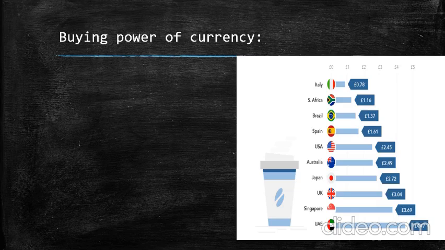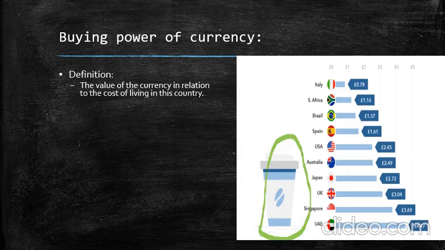So remember, we said the buying power of a currency is the value of the currency in relation to the cost of living. So if we look at something like this, a simple example of buying a cup of coffee, we will see that all of it has been converted to pounds, and in Italy it will be about 0,78 pounds, in South Africa 1,16 pounds, and in the UAE 4,47 pounds. So even though we don't use the pound as our specific currency, it needed to all be converted to the same currency so that we could use that to be able to compare them.